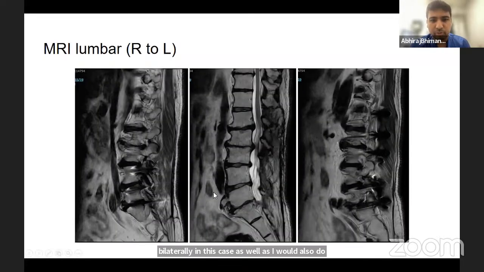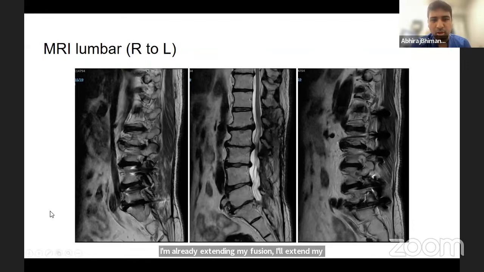I would also do pretty significant foraminal decompression at L4-5 and also at a higher level, and also maybe some central decompression at L1-2, L2-3. Since I'm already extending my fusion, I'll extend my laminectomy up there to give that central decompression to the thecal sac.